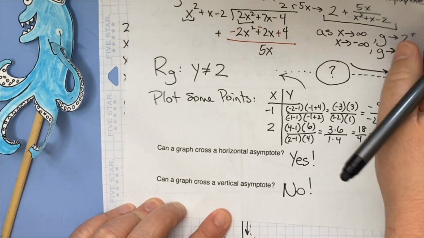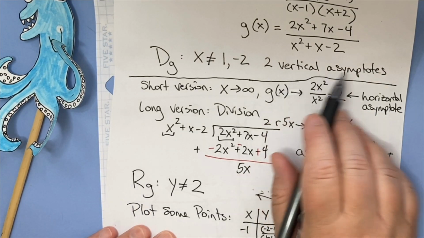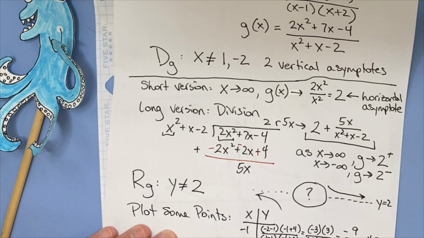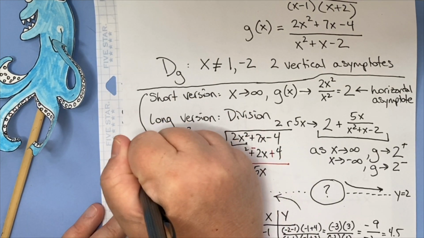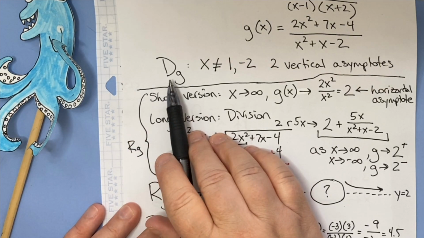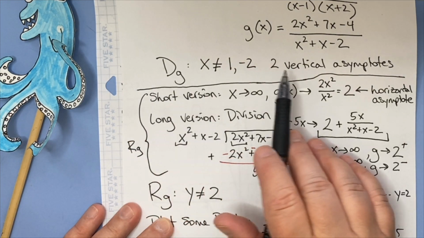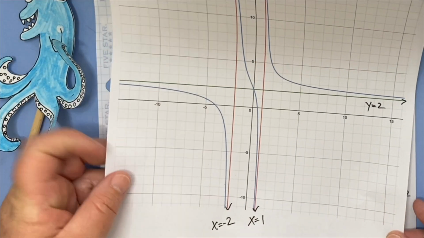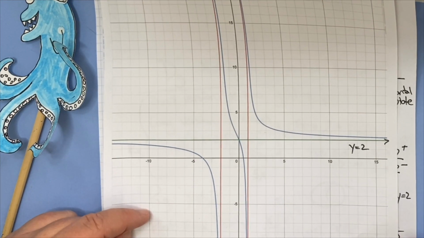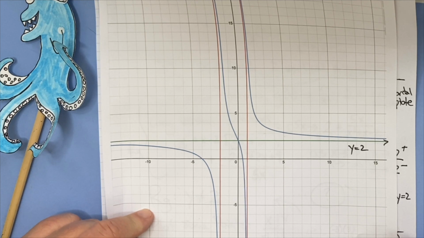No. Because the vertical asymptotes are actually problems with the domain. And so all of this had to do with the range. When we look at the domain, though, those are absolute. So vertical asymptotes, nobody crosses. No how, no way. Woohoo.